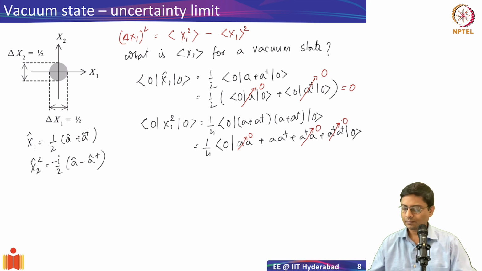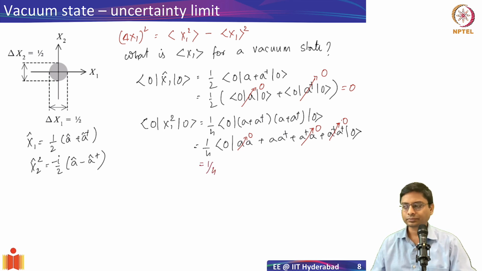And then a dagger acting on that will give me 1. 1 again is orthogonal to 0. So that goes to 0. So the only term that remains is a dagger a. So a dagger acting on 0 will give me 1 and a acting on 1 will give me 0. So that is the only term that survives, and we know that that is equal to 1. So basically this whole thing is equal to 1/4.